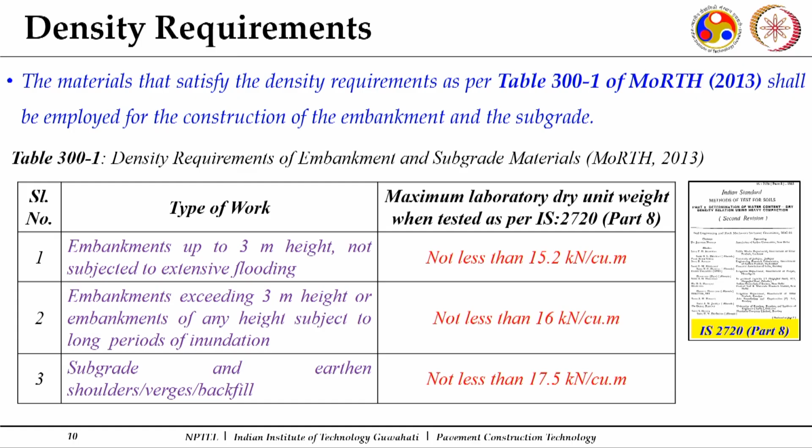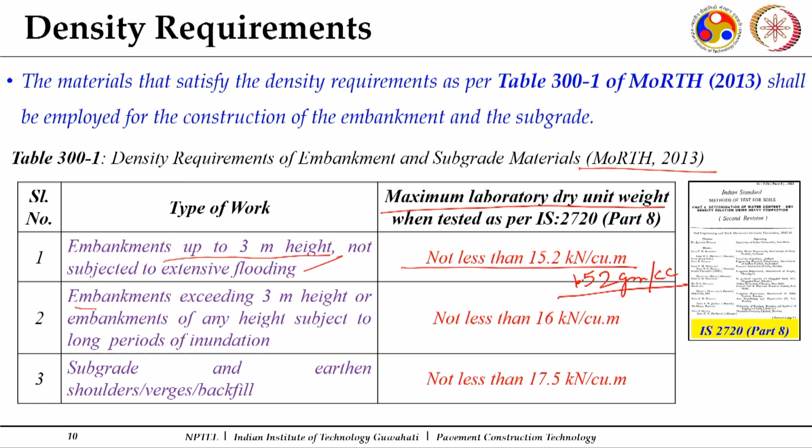Once you get this maximum dry density and moisture content, there is again a requirement given for the suitability of a soil to be used in different applications. MORTH 2013 says, if you are constructing embankments up to a height of 3 meters which are not subjected to excessive flooding, you can use a soil which should not have a maximum dry density of less than 15.2 kN per cubic meter. So, it will be 1.52 gram per cc.